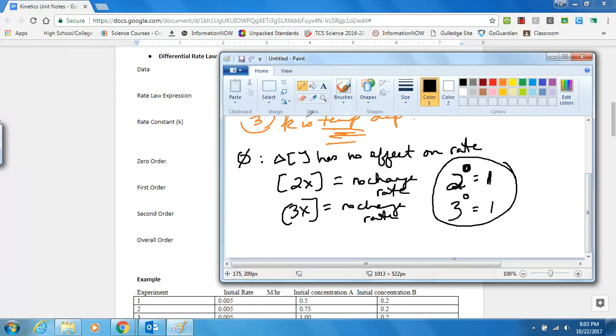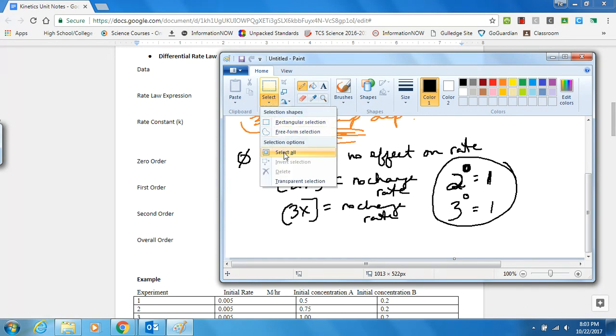Now let's relate that to first order. I'm going to have to delete some space here.